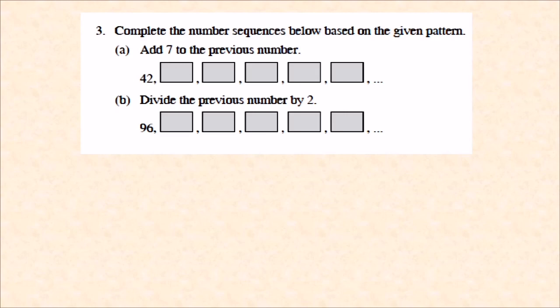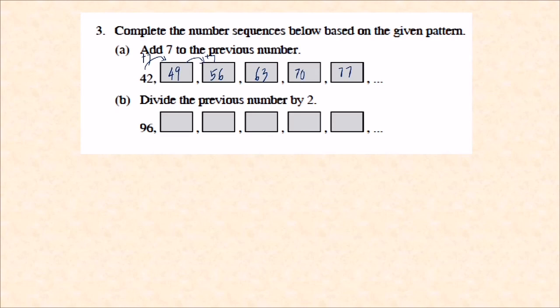Question number 3. Complete the number sequence below based on the given pattern. Add 7 to the previous number. Okay, it means we just add 7. So 42 add 7 is 49. 49 plus 7 is 56. 56 plus 7 is 63. 63 plus 7 is 70. 70 plus 7 is 77. Okay, quite simple.